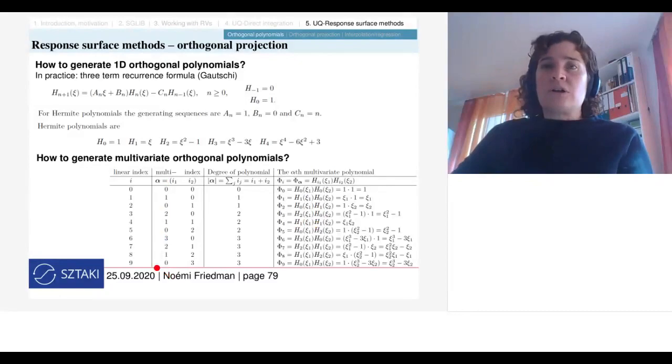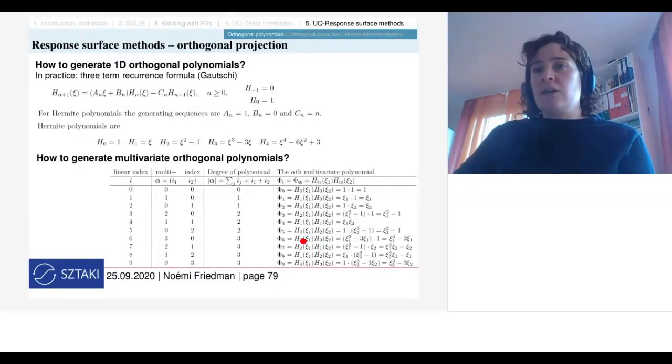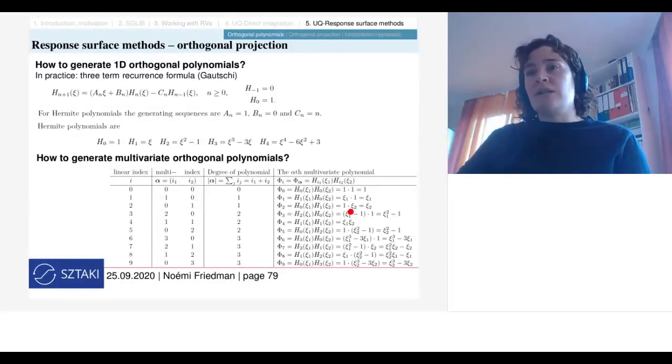And the way I construct a set of basis functions is such that the total degree of this polynomial is, let's say, less than 3. So these values should sum up to 3 or less than 3. So you see that this is the constant term, this will be a linear term and another linear term, and so on, okay? Here you multiply the third degree polynomial with the 0 degree polynomial, etc. And this is how a multivariate orthogonal polynomial set is created.